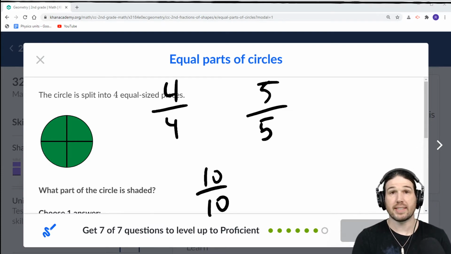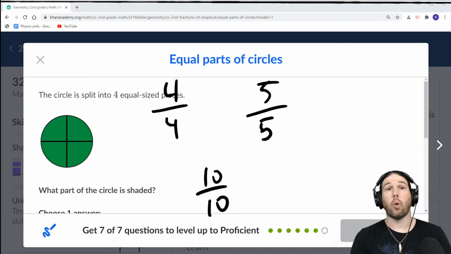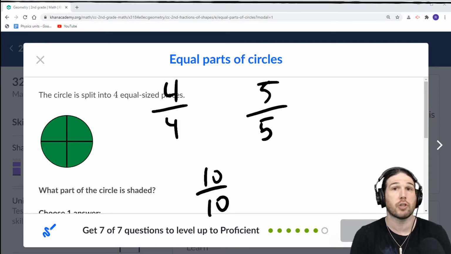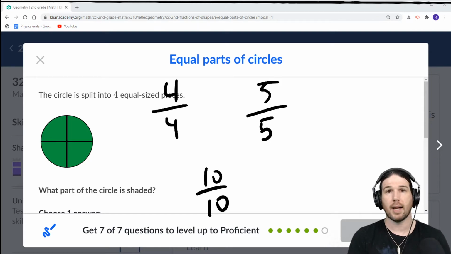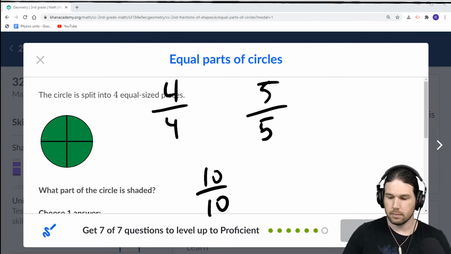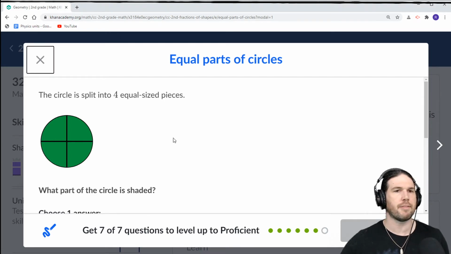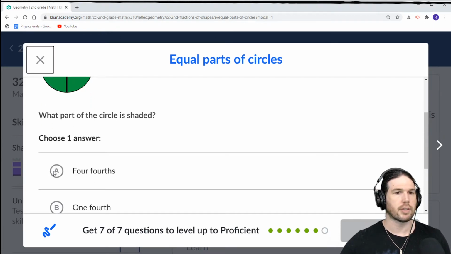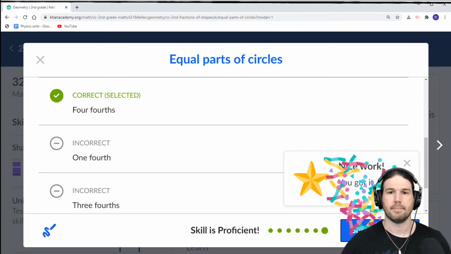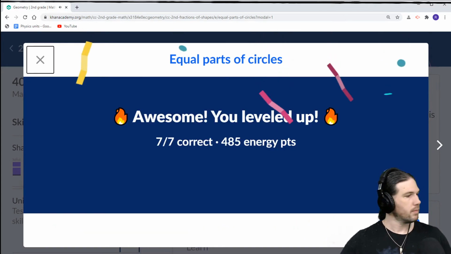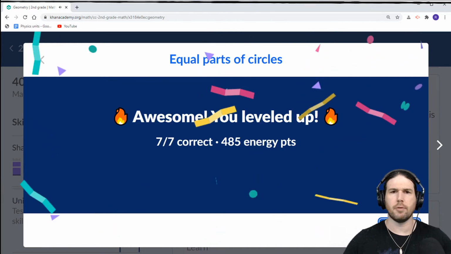anytime you've got the same number on the quote top and the quote bottom, which again, we haven't actually looked at fractions yet. We're not actually writing these down as such in second grade. But what we're learning is the very, very important idea that anything divided by itself is 1. It's a very important mathematical concept that's going to be very, very useful. So that looks like 4/4. And that is equal parts of circles. Let's move on.